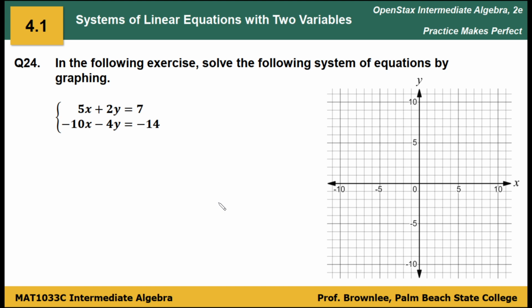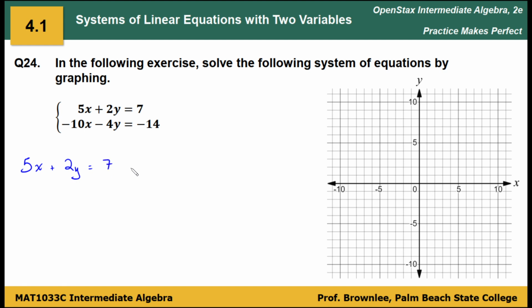All right, question 24, last graphing example we're going to look at here in 4.1. You know the drill. We're told in the following exercise, solve the following system of equations by graphing. 5x plus 2y equals 7 and negative 10x minus 4y equals negative 14. Let's see what happens. So, as we always do, let's begin with the first equation here. So 5x plus 2y equals 7.